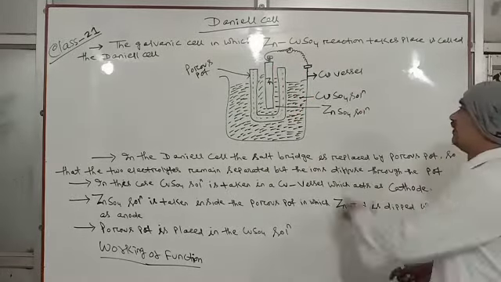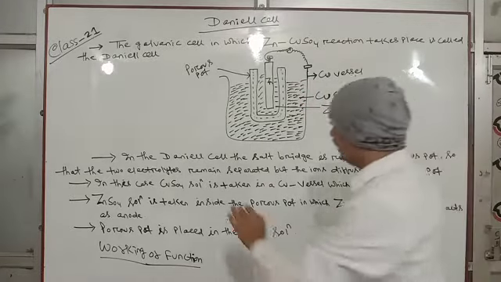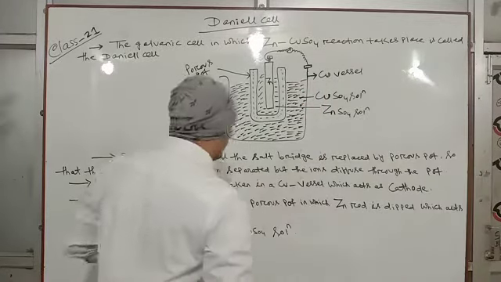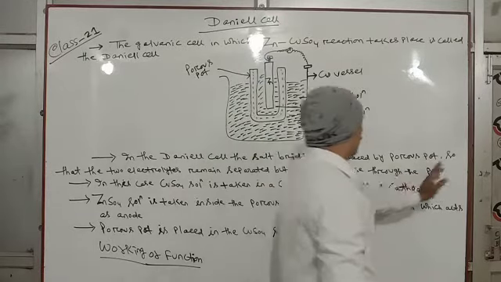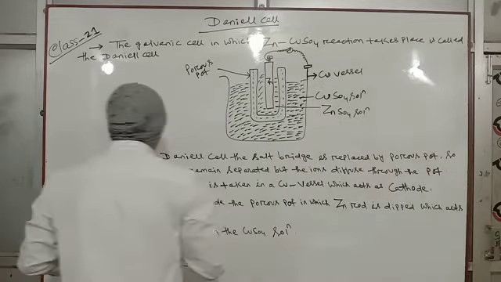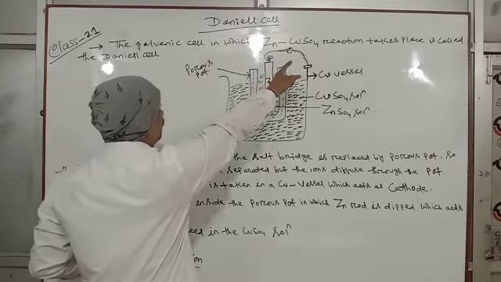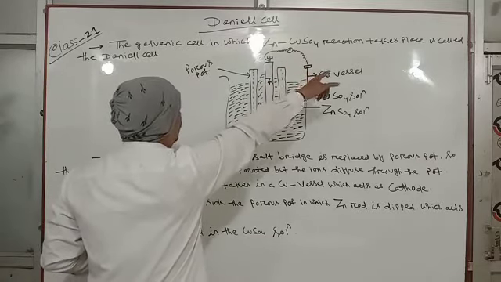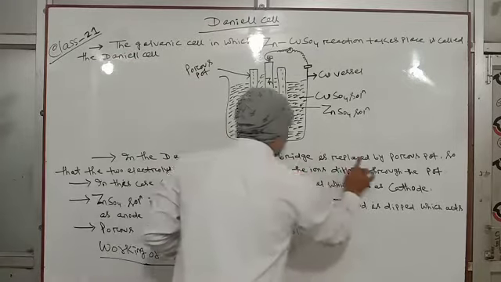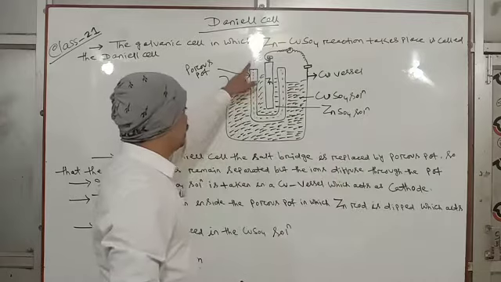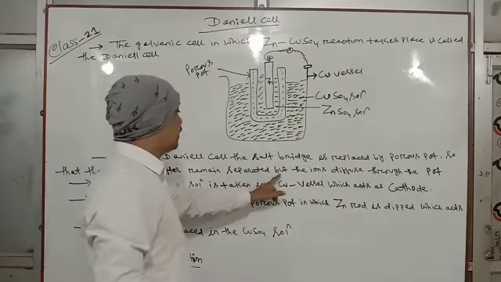Clear? The galvanic cell in which the zinc and copper sulfate reaction takes place is called the Daniell cell. In the Daniell cell the salt bridge is replaced by a porous pot so that the two electrolytes remain separated, but the ions diffuse through the pores. So look at this point. First point: the galvanic cell in which zinc and CuSO4 reaction takes place is called the Daniell cell. Second point: in the Daniell cell the salt bridge is replaced by a porous pot. Instead of a salt bridge we use this porous pot so that the two electrolytes remain separated.